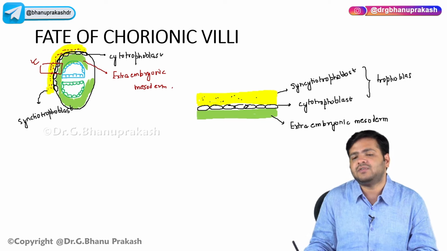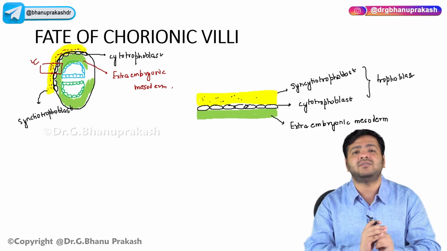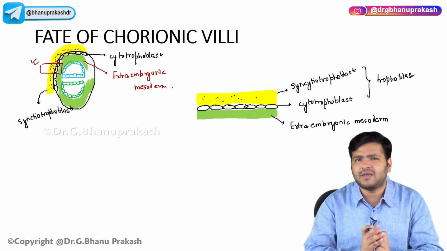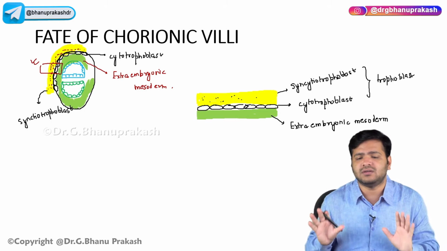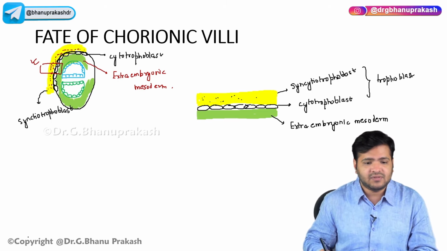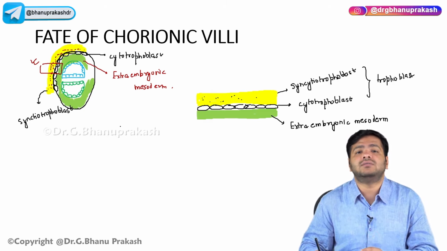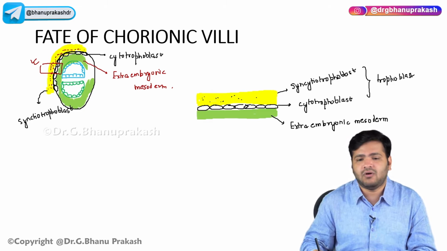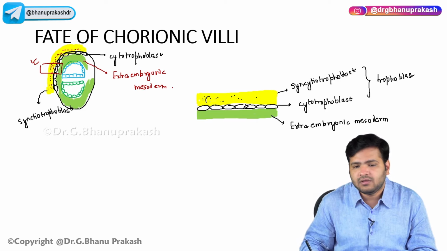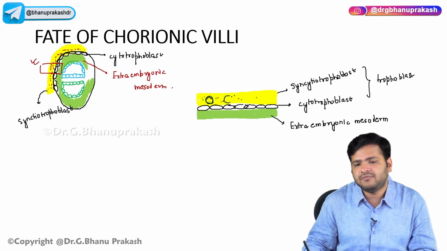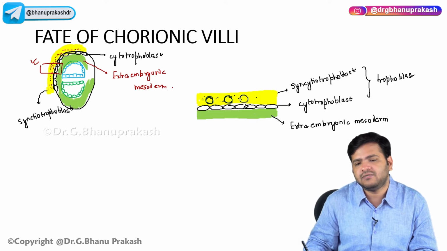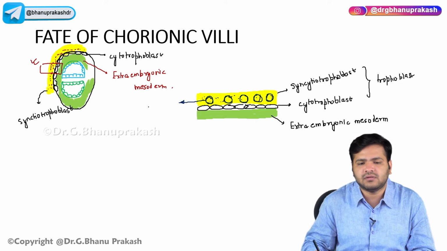Now what is the difference over here? The cytotrophoblast has a cell membrane present. The syncytiotrophoblast does not have any cell membrane; only nuclei are present. And in the syncytiotrophoblast, you will encounter the presence of lacunae, so remember, there will be formation of these lacunae. You can mention over here: formation of lacunae.